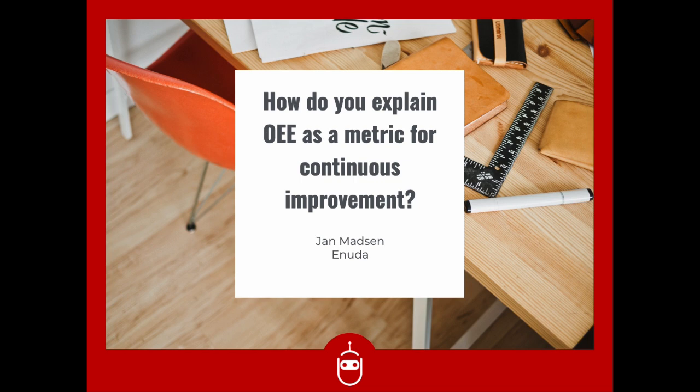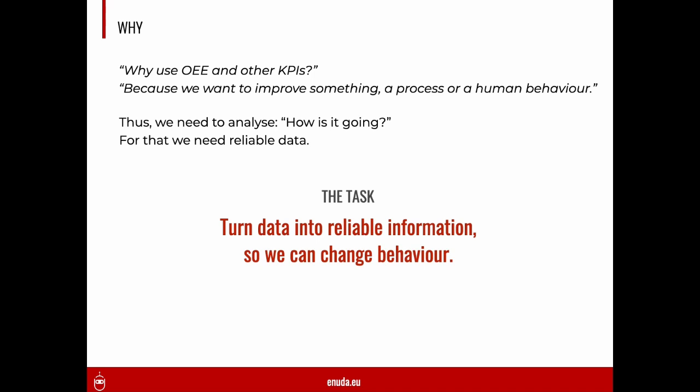So before we jump to the analogy, let's just have a brief look at why we use OEE and, for that matter, other KPIs. And the simple answer is that we use that because we want to improve something. We want to develop ourselves and we want to improve a process or some human behavior. So to do so, we need to analyze how is it going? Where are we right now? And to answer that question, we need reliable data. So the task of looking into OEE and similar KPIs is simply to turn data into reliable information in order for us to change behavior.